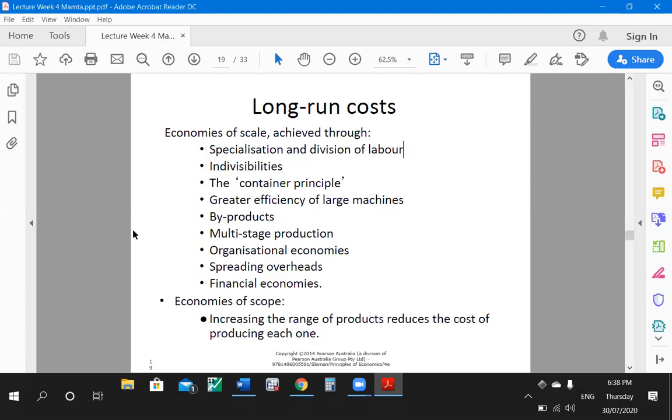So what next? Byproduct. Sometimes you produce other byproducts as well. Multi-stage productions, some other thing will come up. So when you are a larger business, a big business, the whole point is you can actually spend more money to save more money.